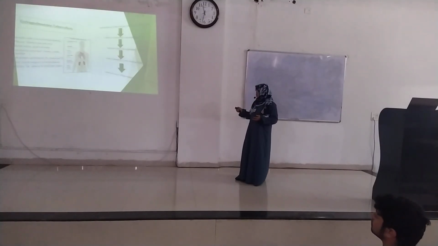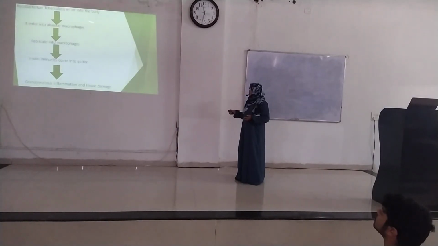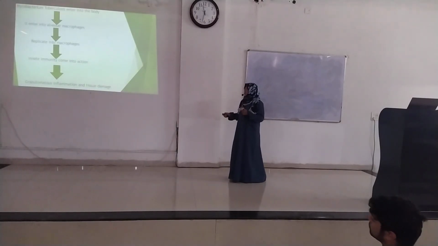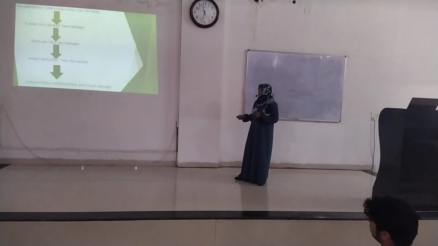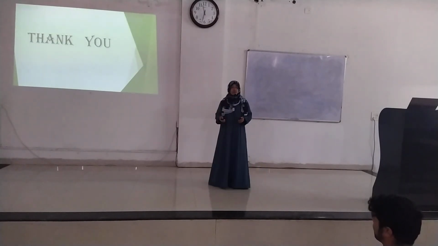Now I will summarize my topic. Mycobacterium tuberculosis enters into the body, and then enters into the alveolar macrophages. There it will replicate, and this will lead to initiation of innate immunity, which will lead to formation of granulomatous inflammation, and there will be tissue damage. Thank you very much for being patient listeners.